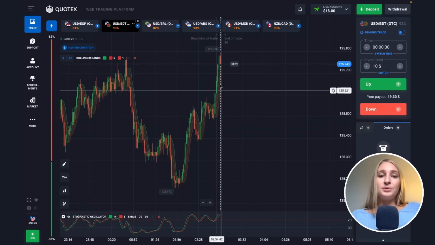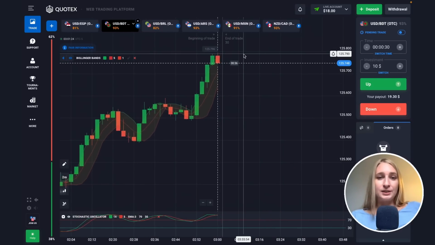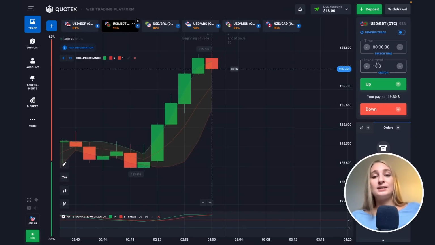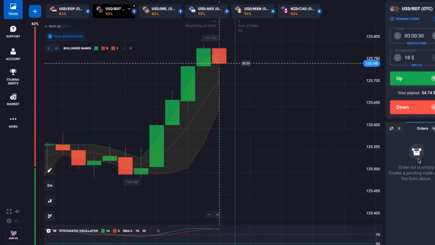So let's see how it will work out here with this pretty cool downfall and rising of the trend. And let's see, I will change my investment amount to $18 and check the situation with the put option.